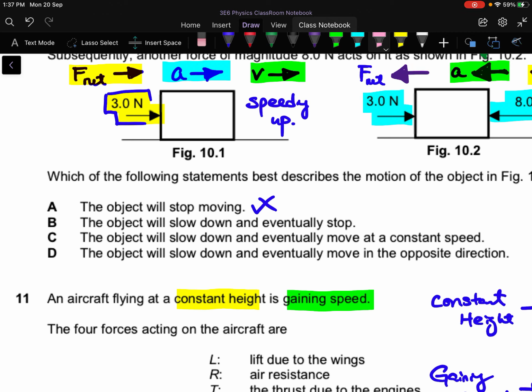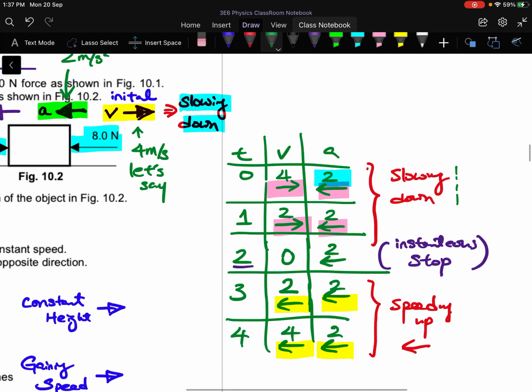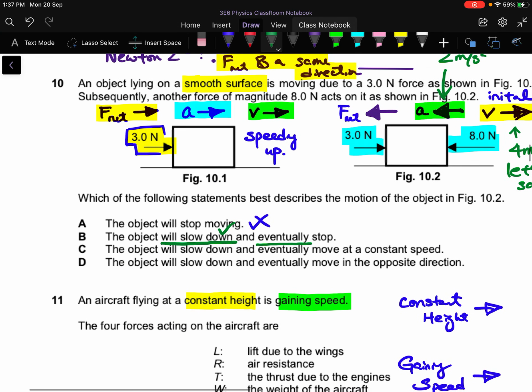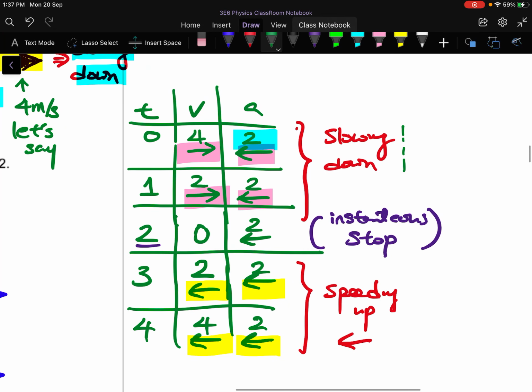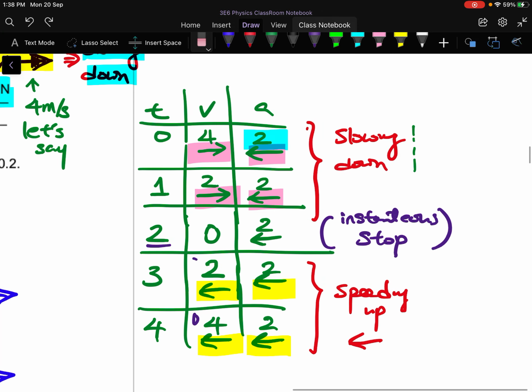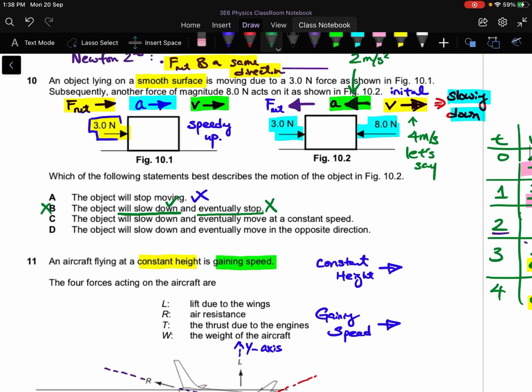B, the object will slow down, and that is true, right? Because that is what we have come up with. It will slow down. Then it says eventually stop. Unfortunately, this is not true, right? Because it stopped for a moment. It doesn't stop and then stay at v is 0. The velocity didn't stay 0, right? It actually became bigger, the magnitude became bigger. So I know that B is completely out.